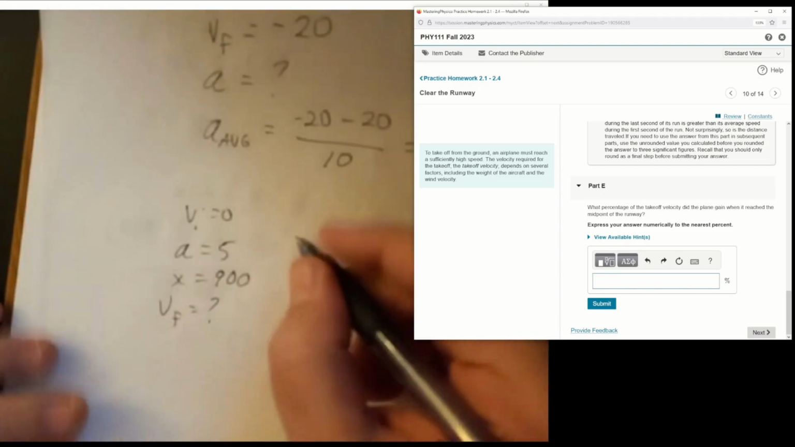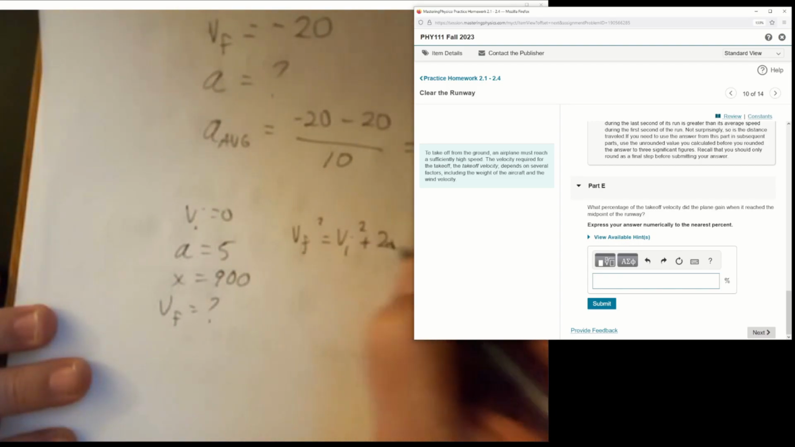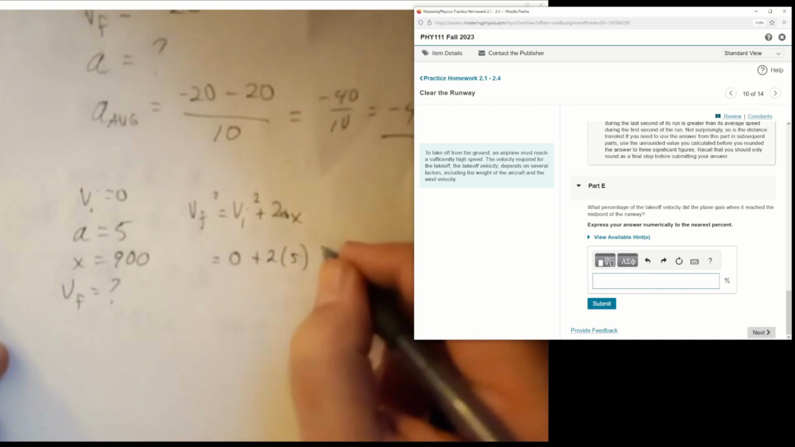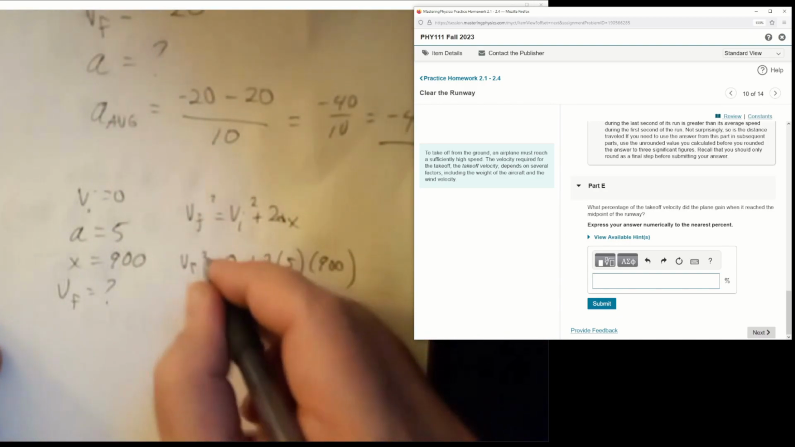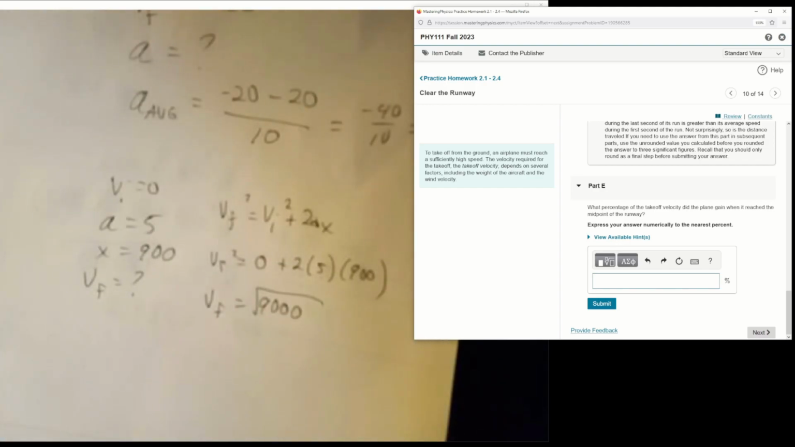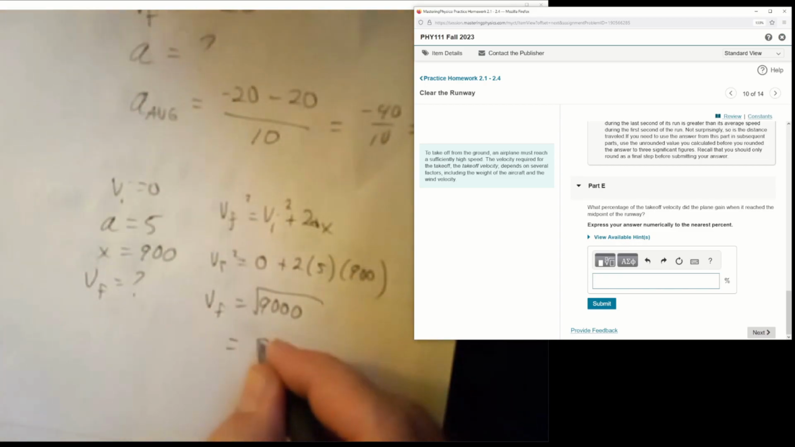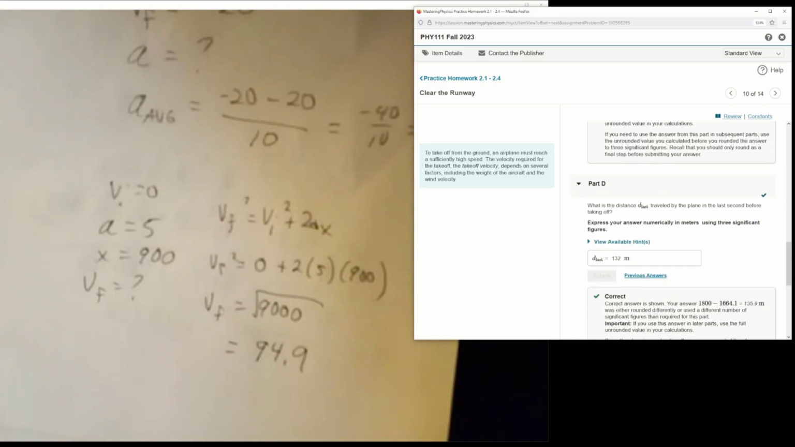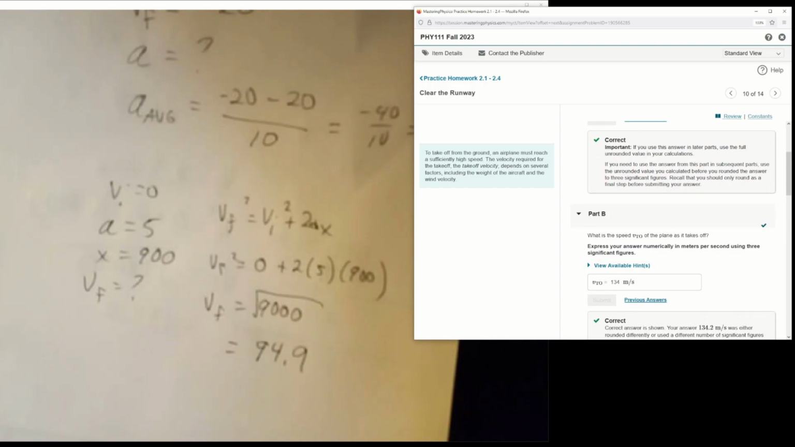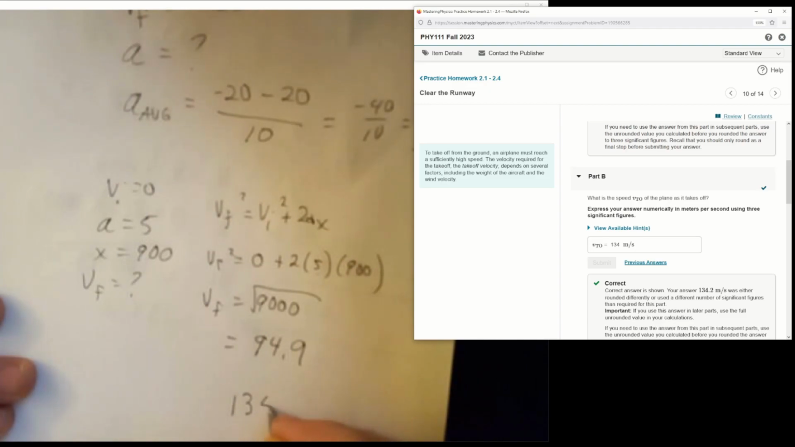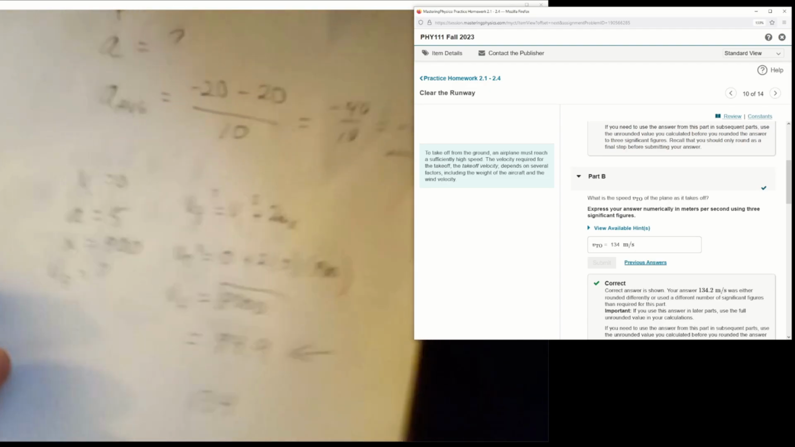And to get final velocity here, we can use this kinematic equation and plug our stuff in. And that is final velocity squared. So I'll have to take a square root of 2 times 5 is 10. 900, throw another 0 on there, take square root. And what was our final velocity? So part B, what is the speed at takeoff? We had 134. And halfway is 94.9.